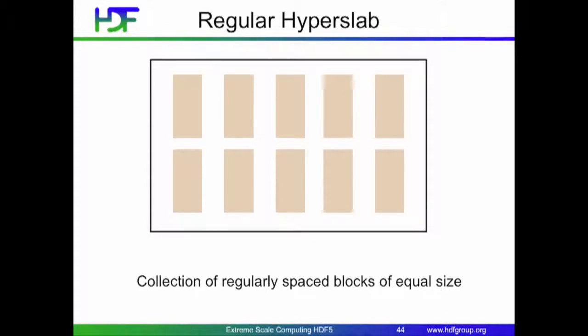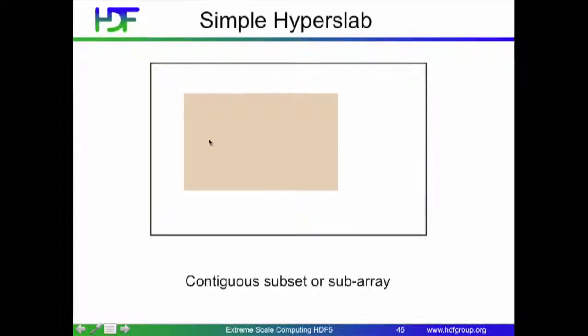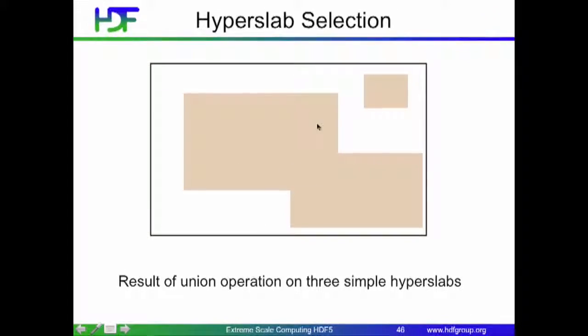So, examples of a regular hyperslab: since you have a full array here, you can define your hyperslabs to be the colored regions. So these are regularly spaced blocks. You can also have it be continuous parts of a subset of this array. And you can also have kind of weird-looking shapes for the hyperslabs. This may be useful if you have something like AMR and you're refining in this area. You might have a selection that's not regular.